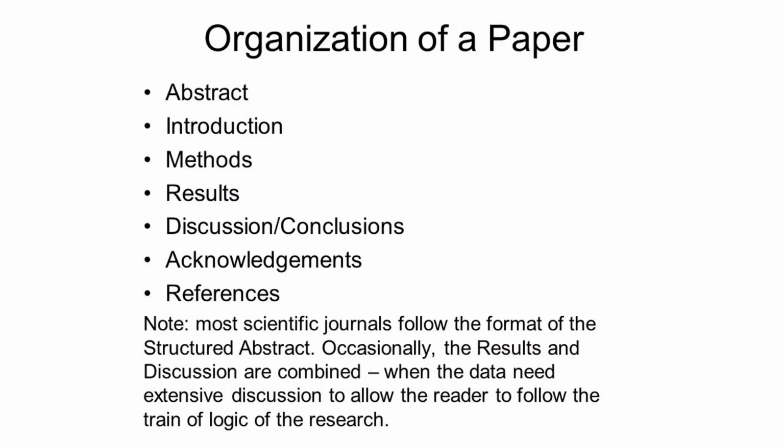When we organize a paper, these are the way in which things flow in the paper: an abstract, introduction, methods, results, discussion, conclusions, acknowledgments, and references. Most scientific journals follow the format of a structured abstract, and I'll show you that towards the end when we show my manuscript. Occasionally, results and discussion are combined when the data needs extensive discussion to allow the reader to follow the train of logic of the research.